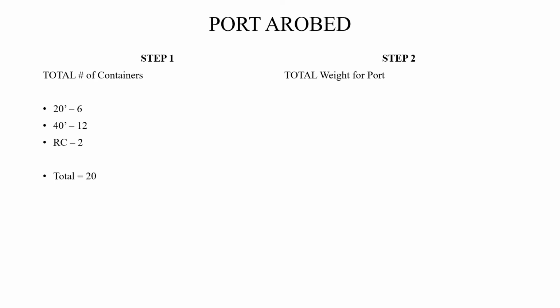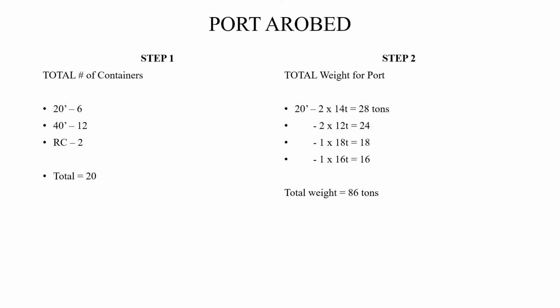And again, since step 1 is given, we know that we have 6 20-foot, 12 40-foot containers and 2 reefers for a total of 20 containers. So Port BUSTA has 25 containers and Port AROBED has 20 containers. So we go over to step 2, where we look at calculating total weight for the port. And we would look for the 20s, all 6 of them. Total given turns out to be 86 tons.